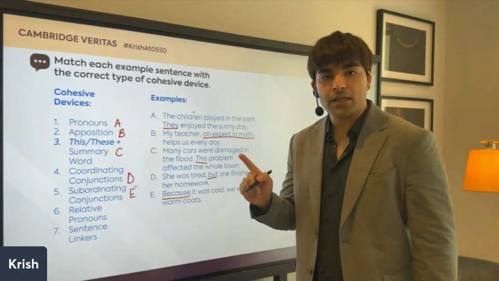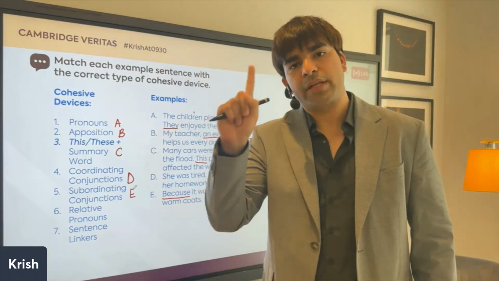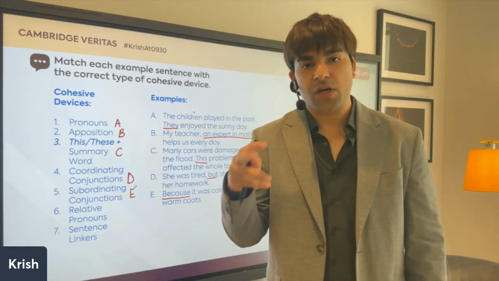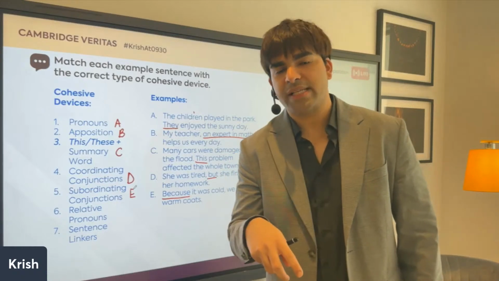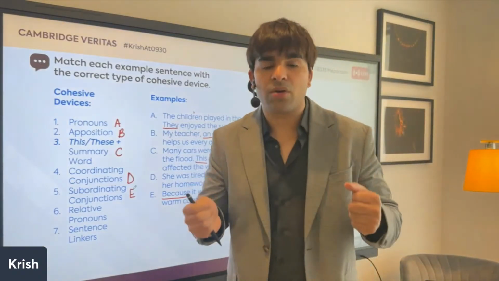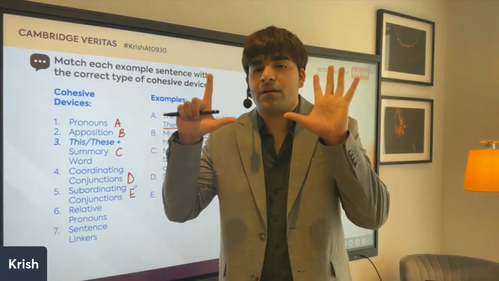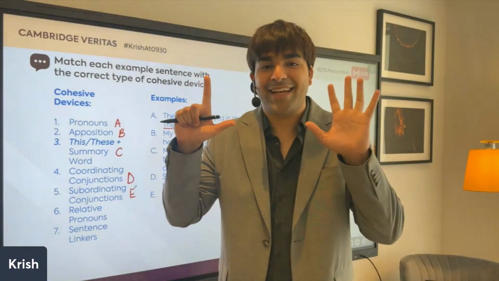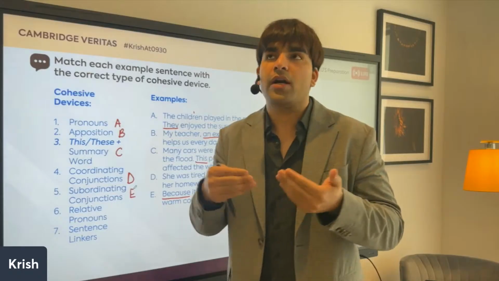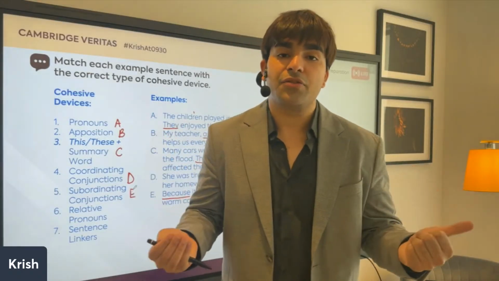So, can you see? People think cohesive devices are only one type: words like however, therefore, so. People think that these are cohesive devices. But this lesson is digital gold to help you understand that there are 7 types of cohesive devices. 7 types. And you must use all of them or the majority of them to show variety to the examiner that your writing is really great.